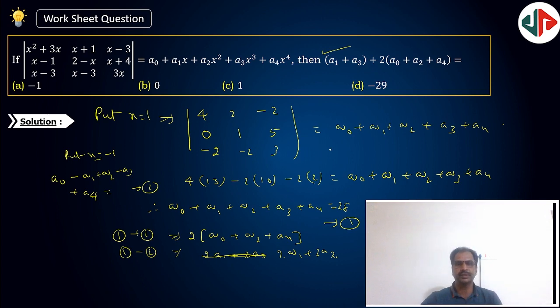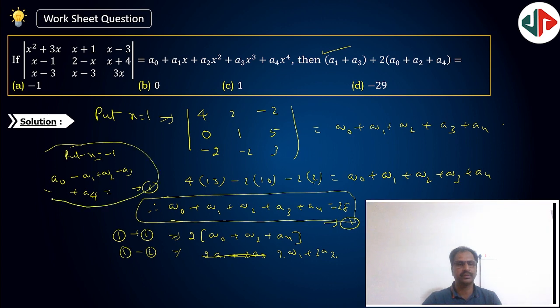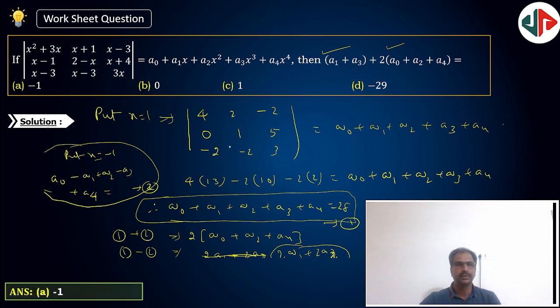Listen once again. Put x is equal to 1. You will get this condition. Now put x is equal to minus 1. You will get one more condition like this. Let us say it is equation 2. Add 1 and 2. We require this value 2 into a0 plus a2 plus a4. By subtracting 1 and 2, you will get 2 times a1 plus a3. From that you can find a1 plus a3 and then substitute here. Then you will get the answer as minus 1.